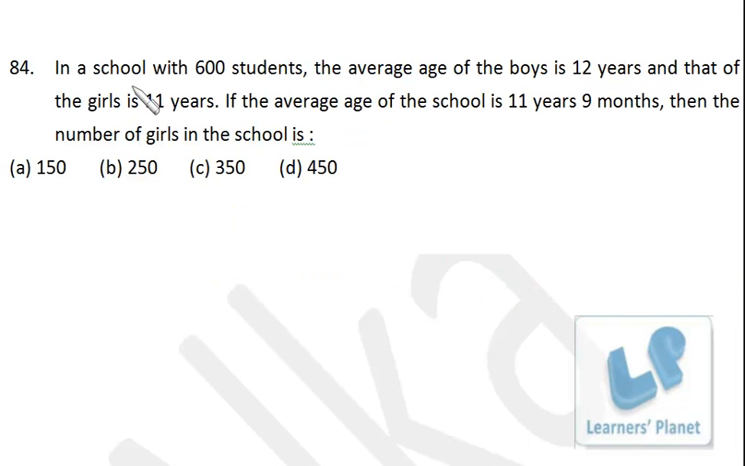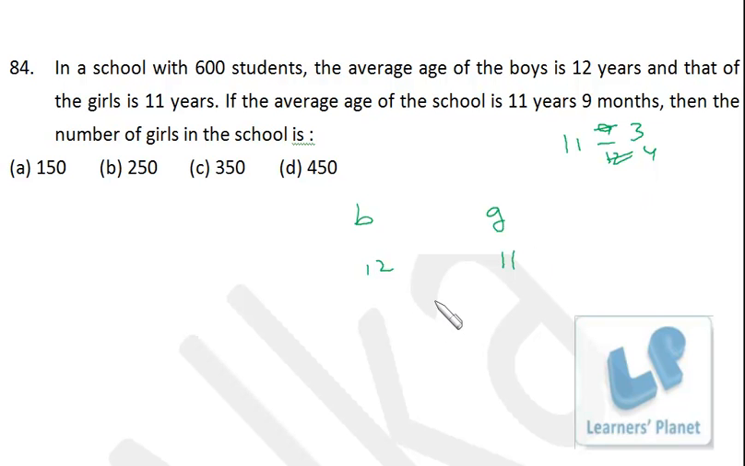Now this problem: in a school with 600 students, the average age of boys is this, girls is this, average age of the school is this, then the number of girls? Again you can solve this problem easily by the alligation method. Alligation is nothing, actually it's an extension of the deviation method, right? So here boys, here girls. So this is 12 years, this is 11 years and this is 11, 9 by 12.